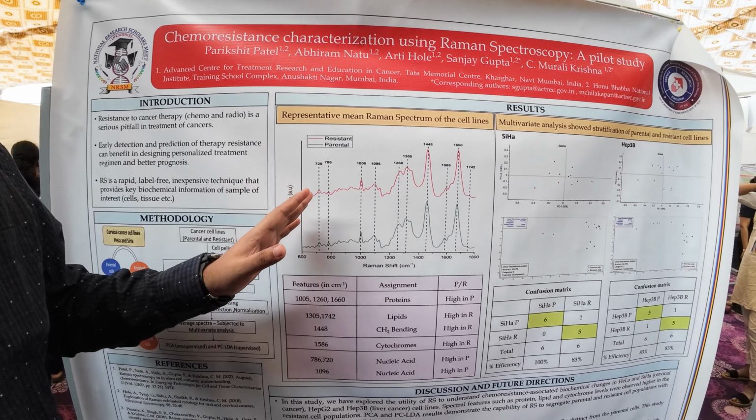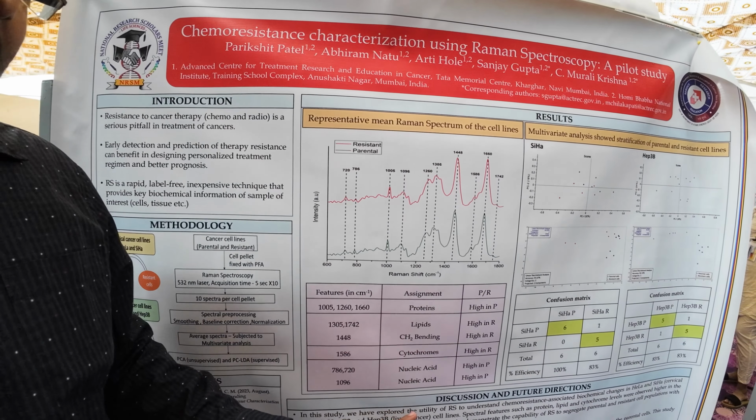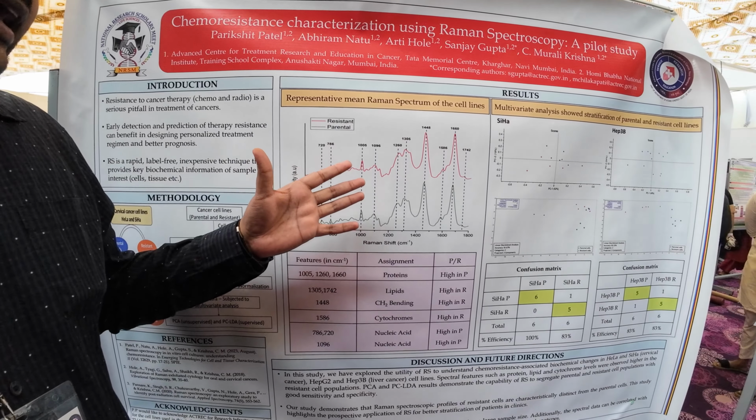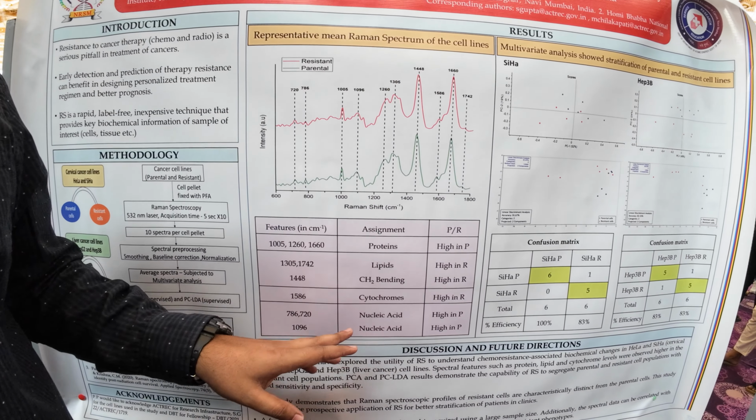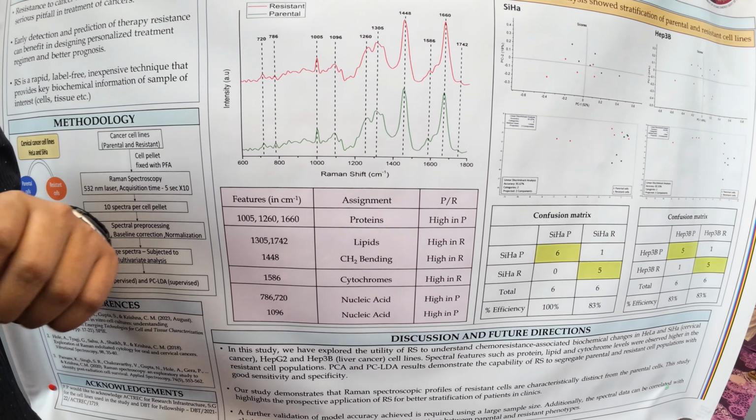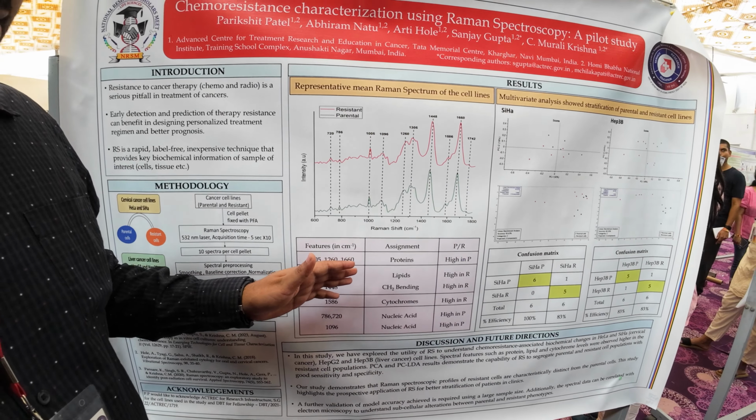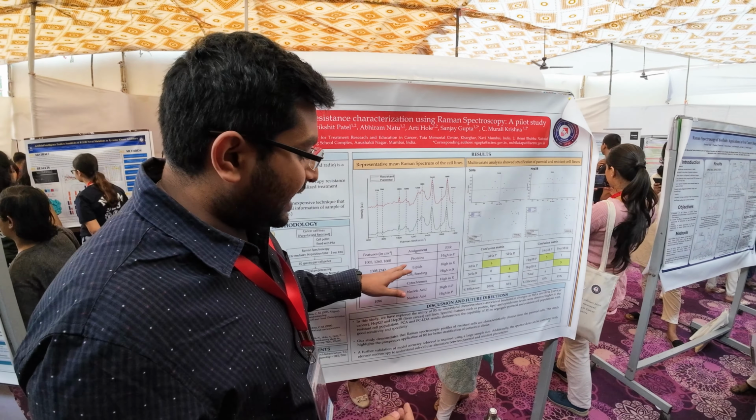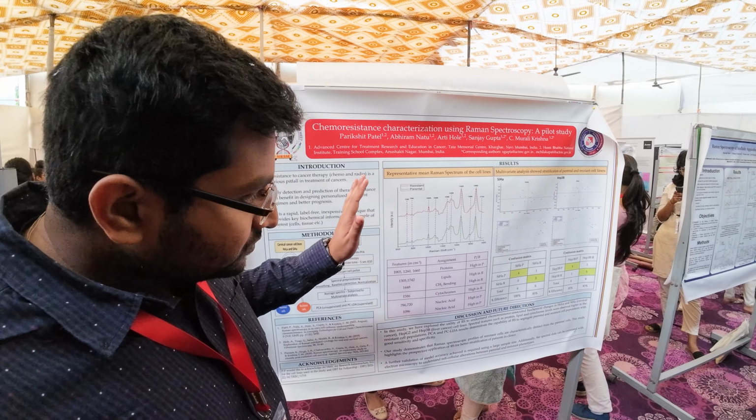We can see that biochemical features such as proteins, lipids, cytochromes and nucleic acids are something that we get out of the Raman data. And we see that the protein and nucleic acid intensities are higher in the parental cell lines of all the cell types. And the resistant cell lines show higher lipid and cytochrome related features in the Raman data.